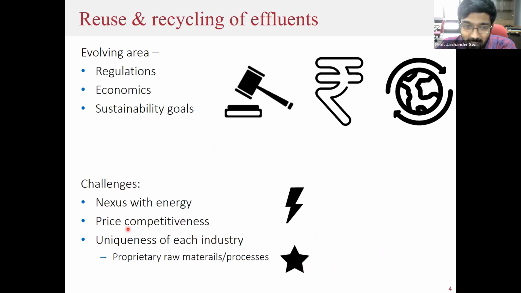One challenge that I particularly see is that compared to, for example, seawater desalination for drinking water production, which is a standard process which can more or less be implemented across the globe, in the industrial setting, it becomes very unique to each industry. So some of the proposals and methods that we come up with, it's slightly difficult to scale up beyond the specific industry with which we work.